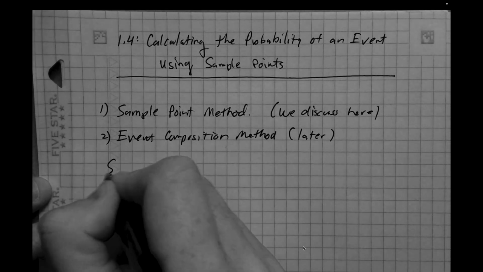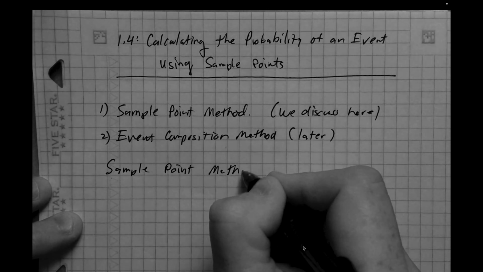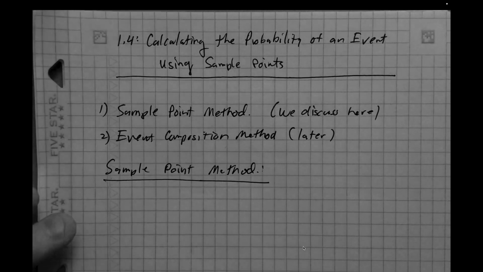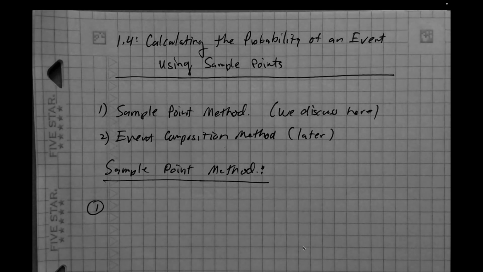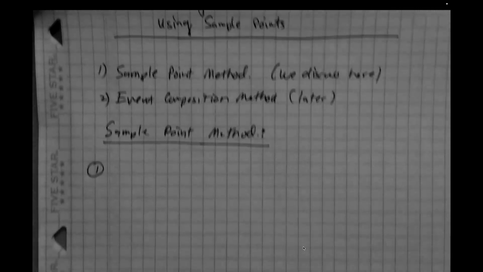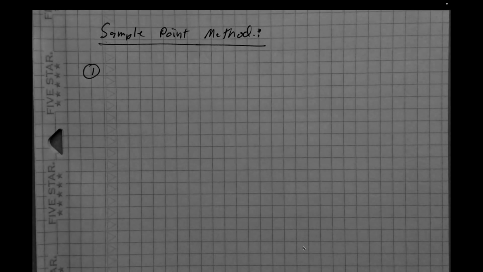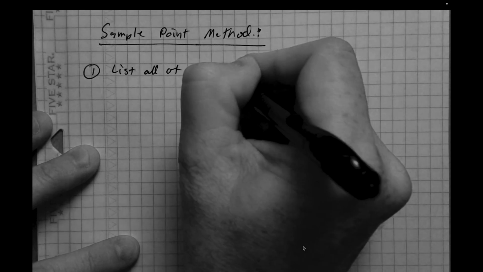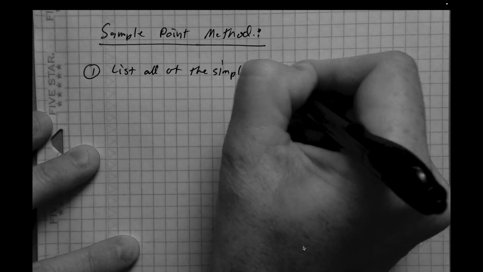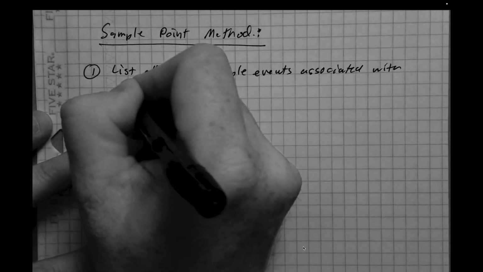And so, what is the so-called sample point method? What does that entail? Okay, let's write it out. The first thing, and this is going to be fairly straightforward because we did this in the previous lecture, but I want to emphasize it here. The first thing we need to do is list all of the simple events associated with an experiment.